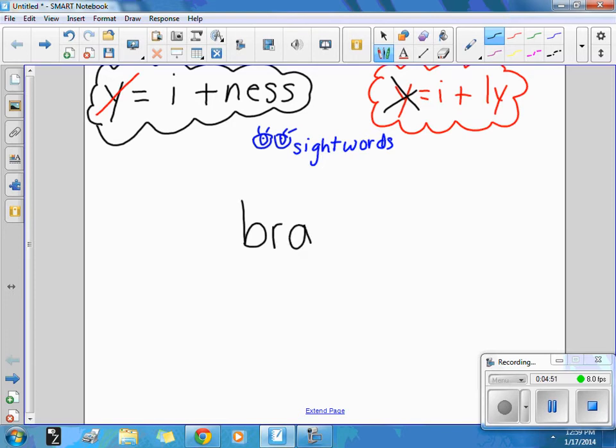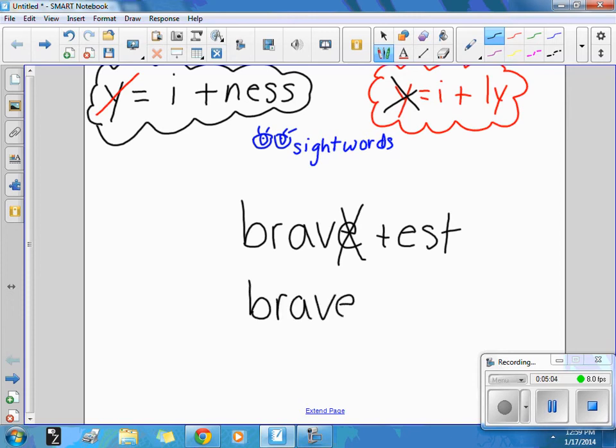Here's the base word brave. Now, if we were going to add our EST ending, we would have double E's. So we're actually going to drop one of the E's. That's kind of why they put this word in our sort this week, because we are technically dropping an E. But I always think about how we always are going to have that EST ending at the end of a word anyway. And there's the word bravest, and you can see it has the word vest at the end.